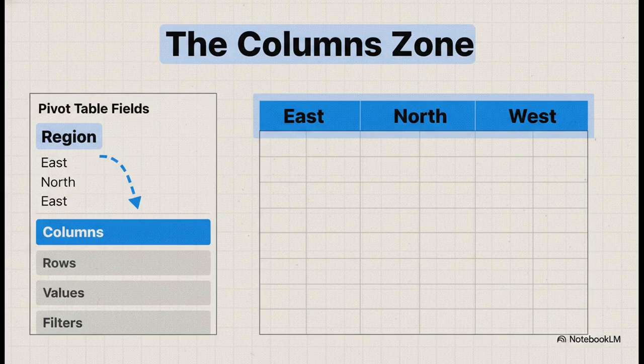The columns zone? Well, it works the exact same way as rows, just horizontally. So if you drag your region field here, it creates a separate column for each unique region, spreading them all out across the top of your table. This is perfect for when you want to compare things side by side.